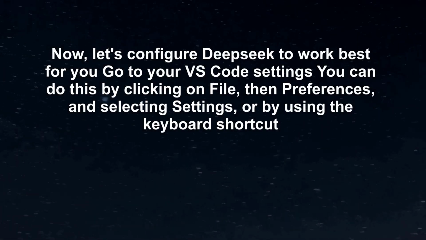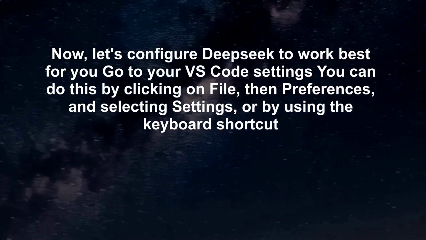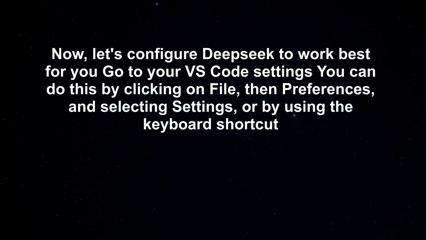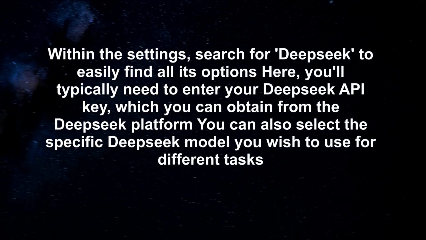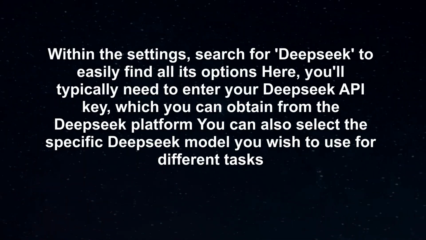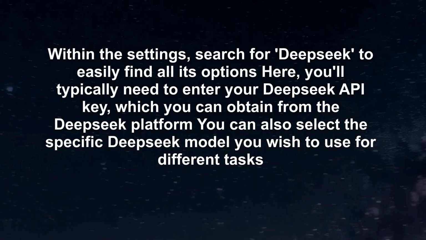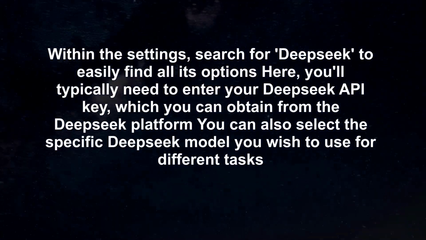Go to your VS Code settings. You can do this by clicking on File, then Preferences and selecting Settings, or by using the keyboard shortcut. Within the settings, search for DeepSeek to easily find all its options here. You'll typically need to enter your DeepSeek API key, which you can obtain from the DeepSeek platform. You can also select the specific DeepSeek model you wish to use for different tasks.